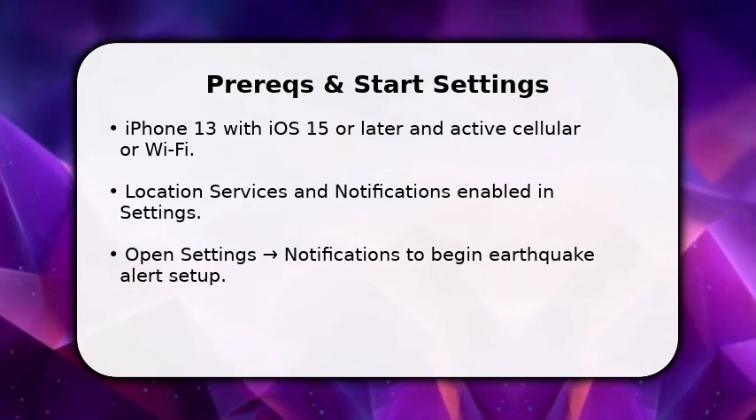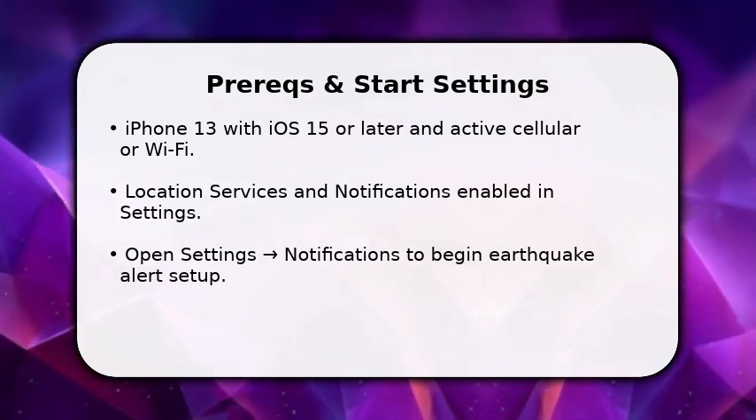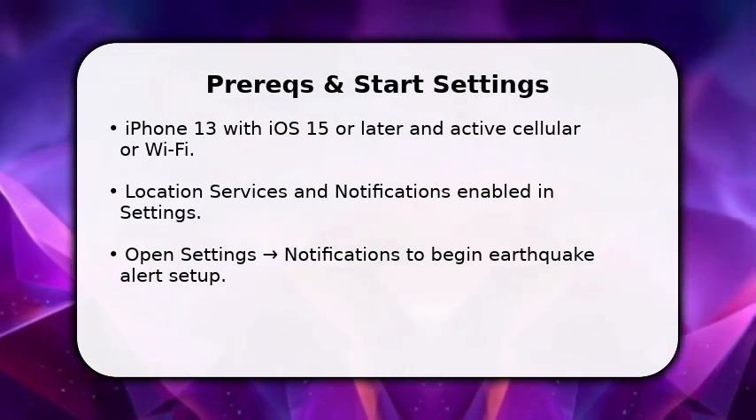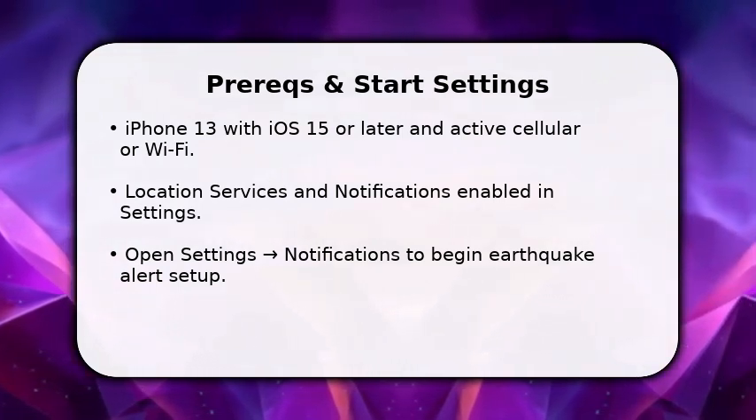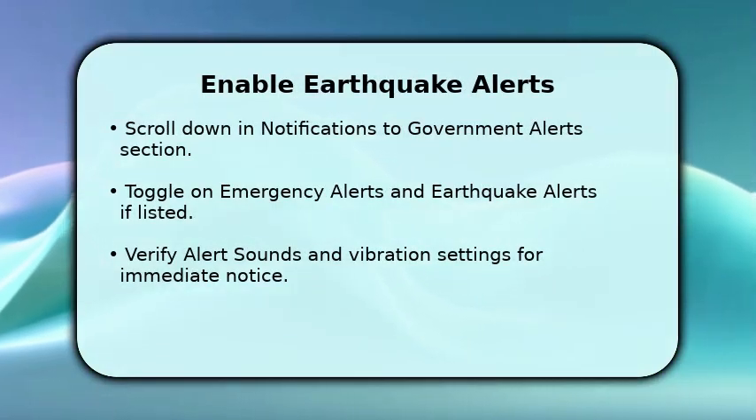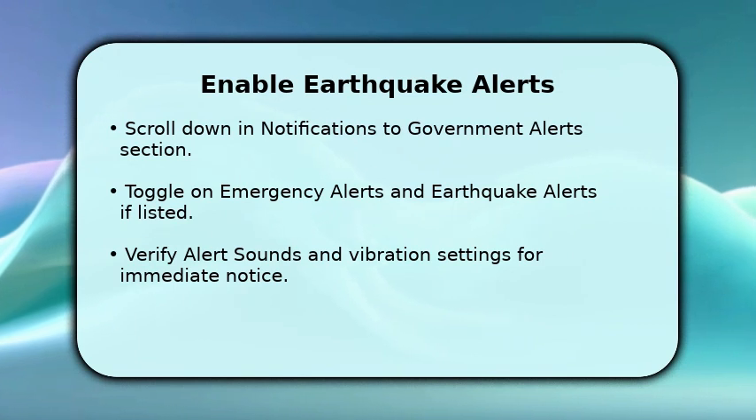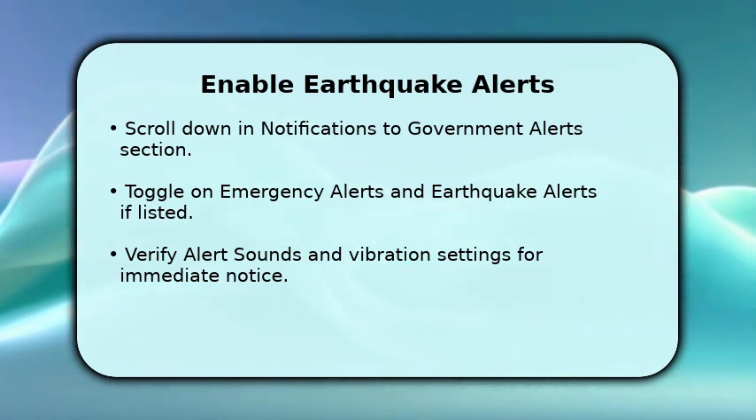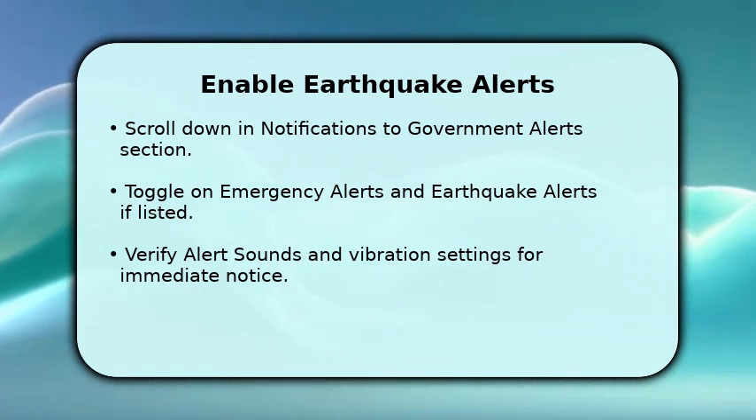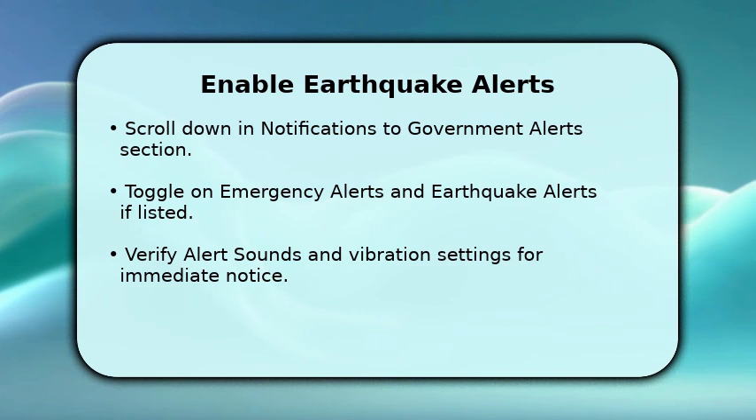We're starting the actionable setup because alerts live there. This ensures the phone can receive and display the seismic alerts immediately when issued. Next, tap Government Alerts at the bottom of the notifications screen. This is where earthquake alerts are controlled. Turn on emergency alerts and specifically earthquake alerts if your region lists it. If you don't see an earthquake label, enabling emergency alerts covers regional seismic warnings.